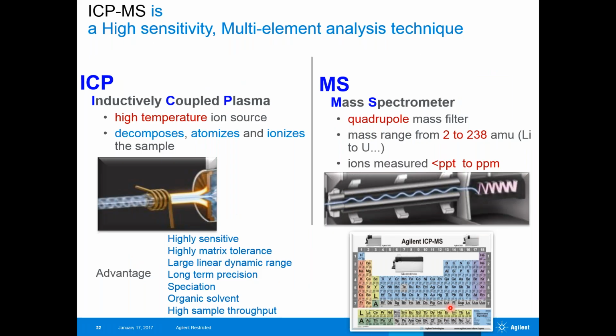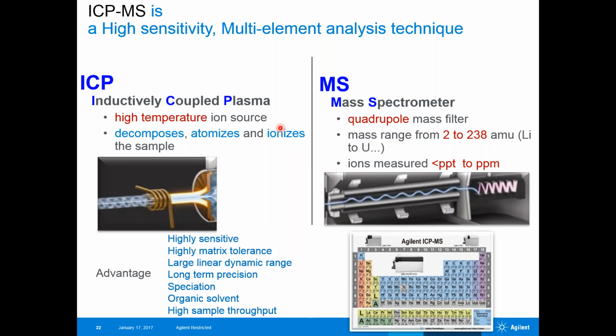Come to the next technique called ICP-MS. ICP-MS is nothing but inductively coupled plasma mass spectrometry. It is a highly sensitive, multi-element analysis technique. ICP is the inductively coupled plasma, where again the temperature of the plasma is close to 10,000 degrees Kelvin. It uses a high temperature ion source.